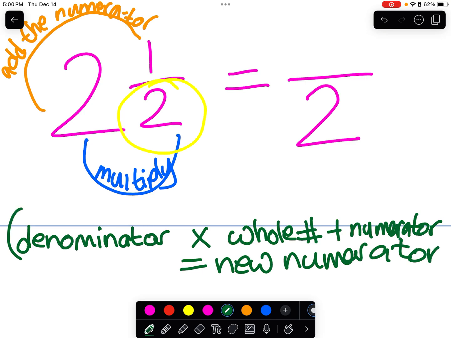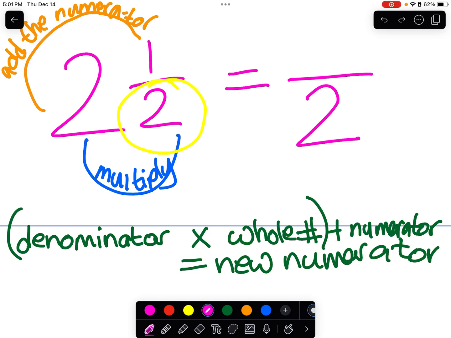Now you must remember to do it in this order. I'm actually putting parentheses around this denominator times whole number. You absolutely cannot add the whole number to the numerator first. You will get the wrong answer. And you all may or may not have learned the order of operations. I think in my class they haven't learned that yet. And so when you know the order of operations, you'll understand why it needs to be done in this order. But for now, just remember to do this part first, the denominator times the whole number, and then you add the numerator to get the new numerator.